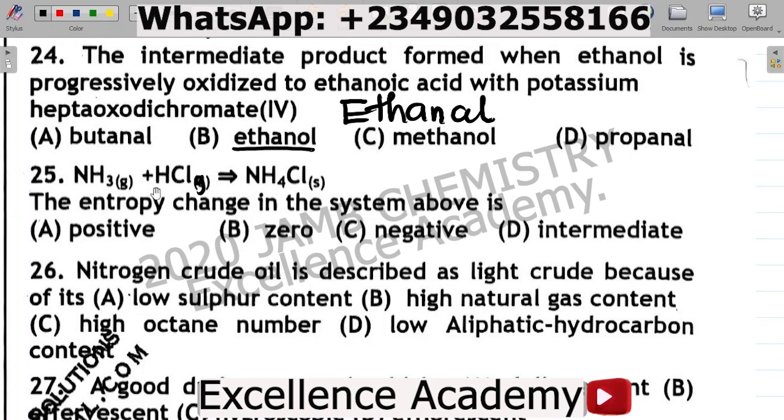Next, consider the system change. Moving from two gas particles to one solid particle drastically reduces the molecular freedom and disorder. So the entropy of the system decreases. The state of disorderliness or randomness decreases as it moves from gaseous state to solid state. This means there will be a decrease in the entropy. So the entropy change becomes negative, signifying a decrease. So the correct answer to this question is C, negative.